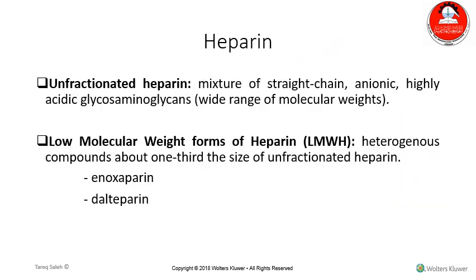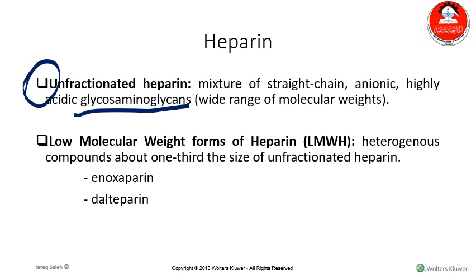So, for therapeutic purposes, heparin exists in two main forms. The first form is called unfractionated heparin, and this is basically a very large mixture of straight chain, negatively charged, highly acidic glycosaminoglycans. So heparin is not just one molecule, it is a mixture of different glycosaminoglycans, and those glycosaminoglycans have different molecular weights. Okay, they can either be big molecules or small molecules.